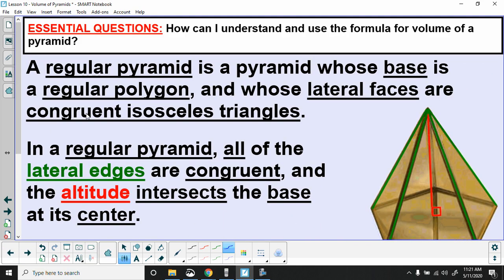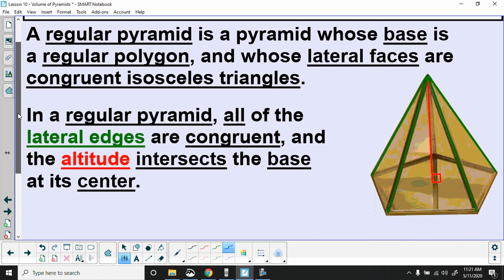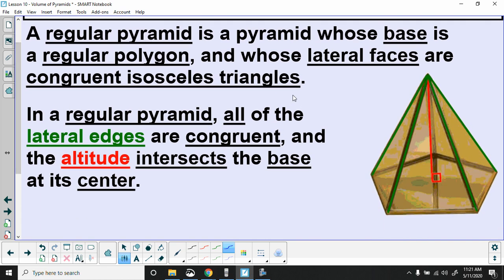So we have a regular pyramid. It is a pyramid whose base is a regular polygon and whose lateral faces are congruent isosceles triangles. In a regular pyramid, all of the lateral edges are congruent and the altitude intersects the base at its center. Again, just for definition's sake, you can pause the video and write it down, totally up to you.